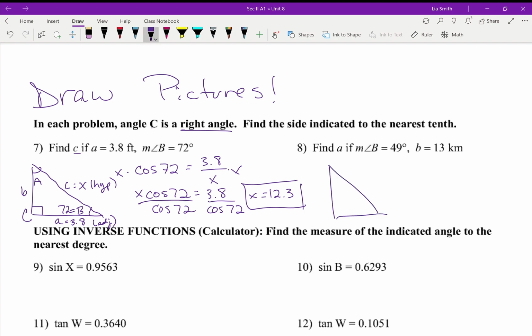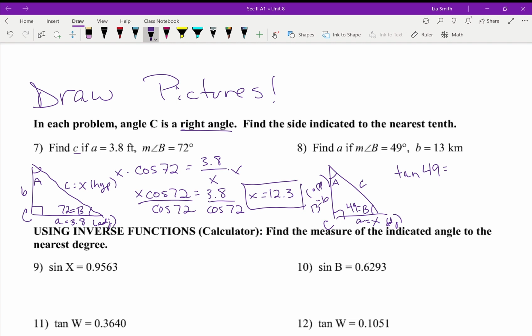Here's my right triangle. I've got big C, little c, big A, big B, little b. So angle B is 49, little b is 13, and I'm solving for A. So when I'm deciding my function, it's actually going to need to be something using the opposite side and my adjacent side. And the function that uses both opposite and adjacent would be tangent.